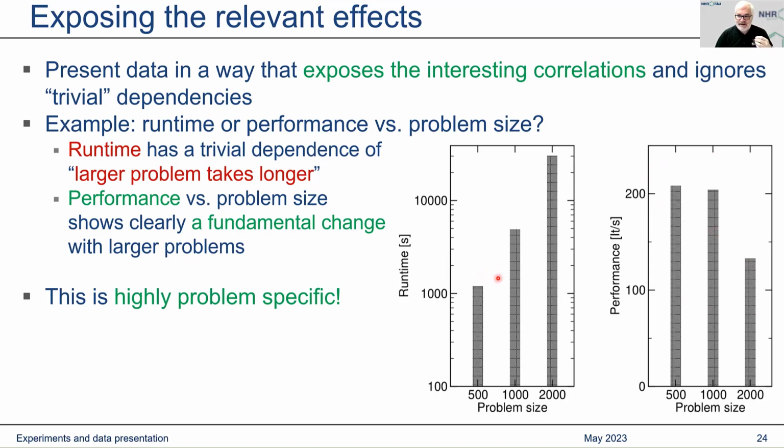So try to find ways of presenting the data that ignore trivial dependencies between the independent variable, the thing that you set, and the dependent variable, like runtime, performance, or other metrics. Of course, this is highly problem specific, okay? There are no general guidelines here. Just try to think about what should be shown to the reader, what is the stuff that I want to expose, and what is the stuff that is so trivial that I would like to remove it from the graph so that it doesn't disturb my interpretation.